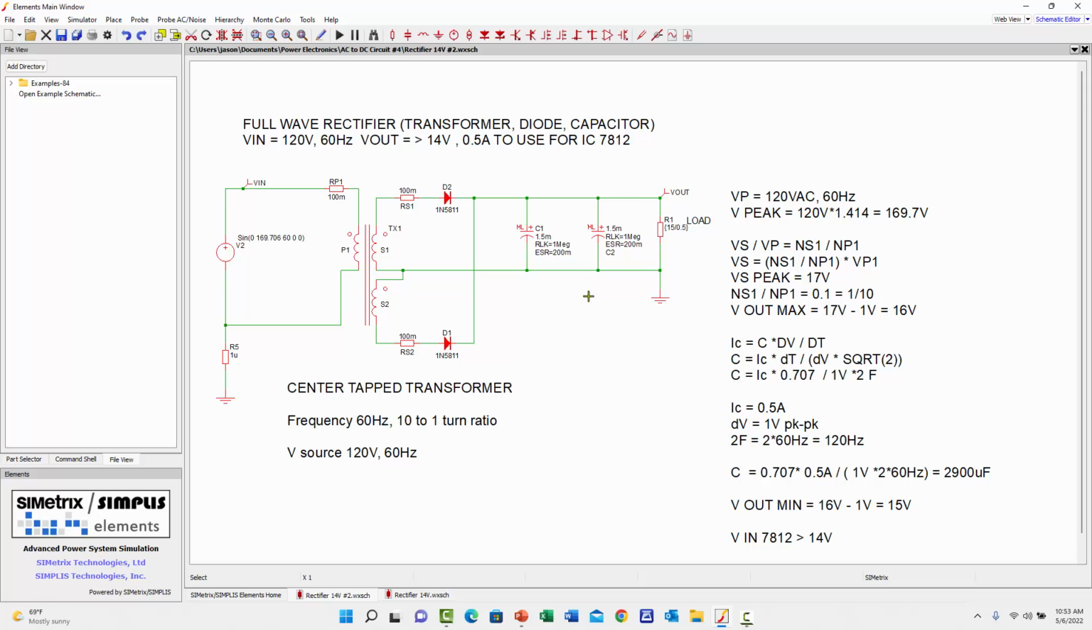My estimate is that the minimum output will be 16 volt, which is the max peak, minus the ripple voltage of 1 volt. So my minimum voltage will be 15 volt, which is slightly above the 14 volt that I can apply to the LM7812 for the linear regulator output. So let's run a simulation and see how the result comes out and if it matches our calculation.